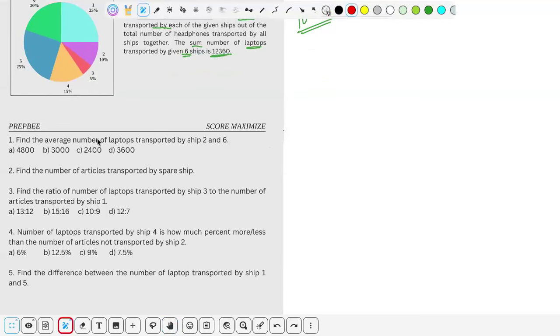Let's see. Find the average number of laptops transported by ship 2 and 6, that is about laptops. Find the number of articles transported by spare ship, okay. Find the ratio of number of laptops transported by ship 3 to the number of articles. Okay, laptops again. Number of laptops transported by ship 4.